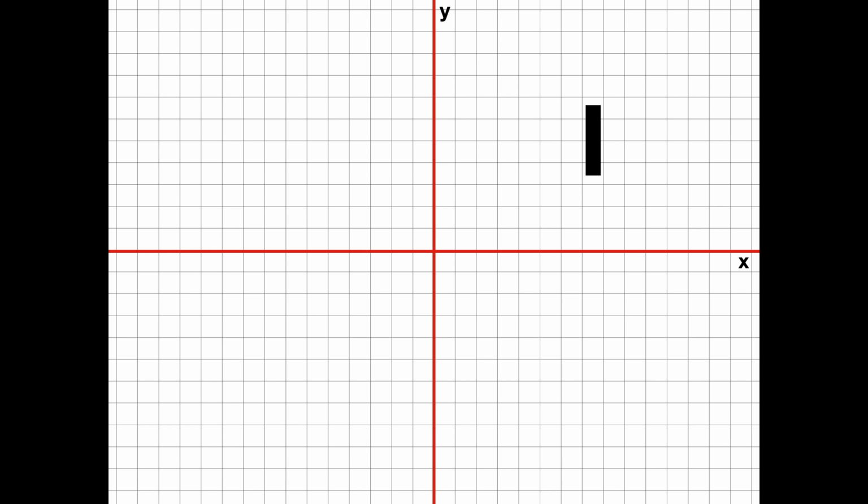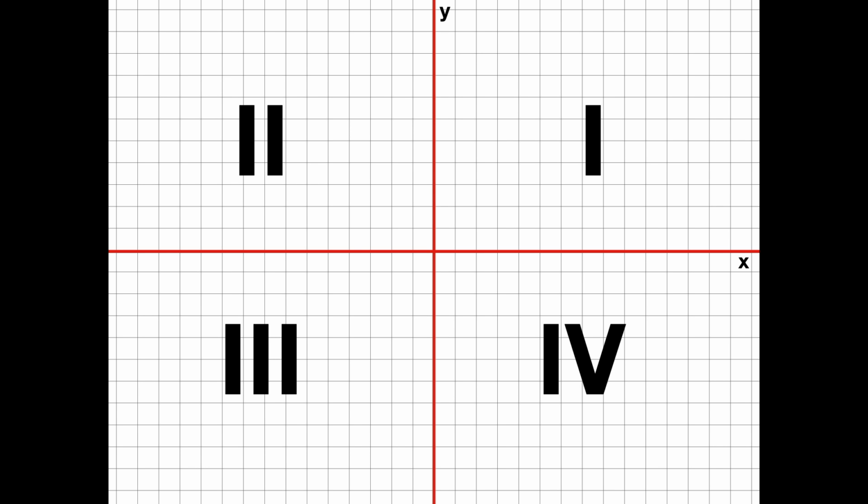Quadrant 1 is made up of all positive coordinates. The other three, quadrants 2, 3, and 4, all have at least one negative coordinate.